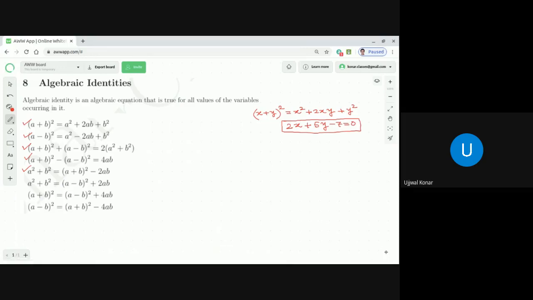Then you see that a square plus b square you can also represent as a minus b whole square plus 2ab. a plus b whole square is equal to a minus b whole square plus 4ab. a minus b whole square is equal to a plus b whole square minus 4ab. Okay, if all are fine, then you can go to the next set of identities.